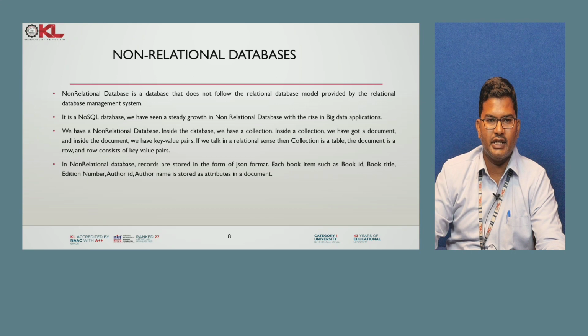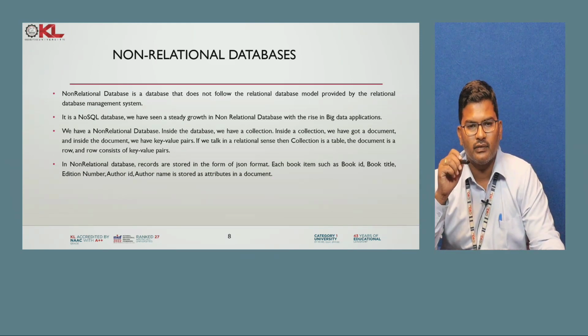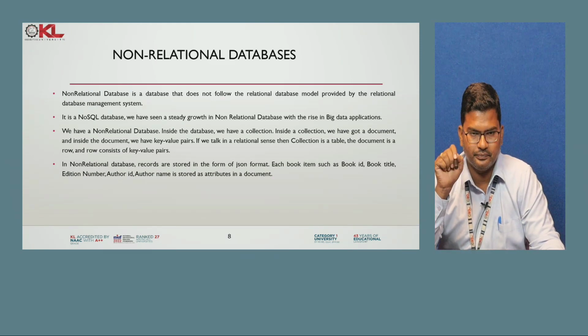We have a non-relational database. Inside the database we have a collection. Inside a collection we have a document, and inside a document we have a key-value pair. If you talk in a relational sense, then a collection is a table, a document is a row, and a row consists of key and value. Because in the relational database everything is in a structured manner.